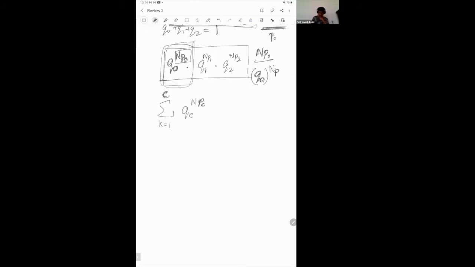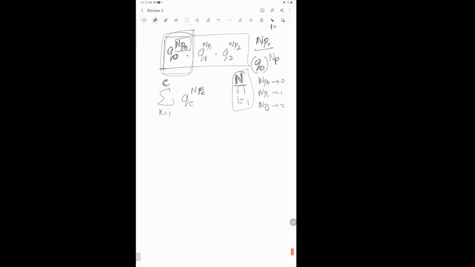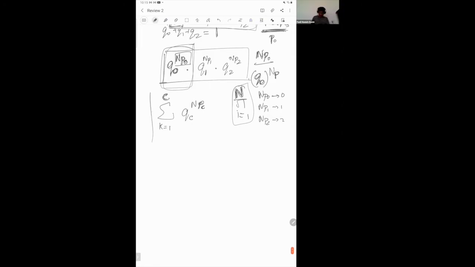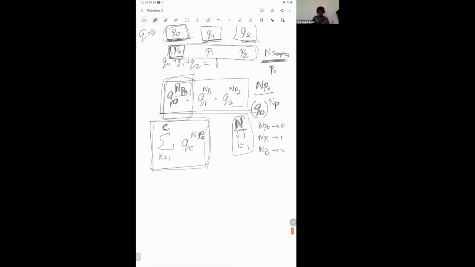So if I'm going to see this np0 this many times, then the likelihood is a product over n samples, and out of these n samples, np0 would go in 0, np1 would go in 1, and np2 would go in 2. This was for three classes, but now let's say you have C classes, then this is the likelihood of your data.